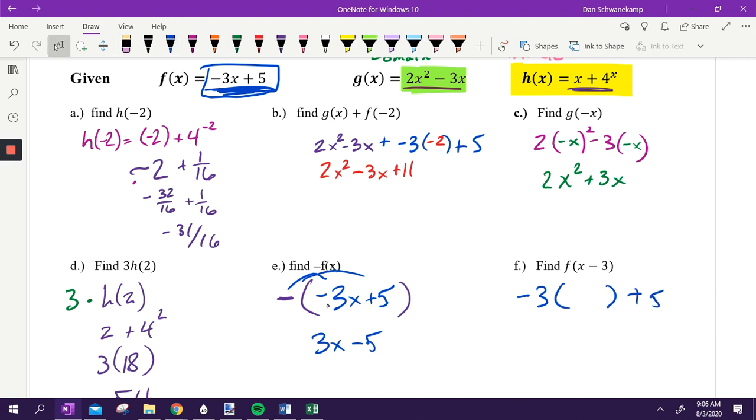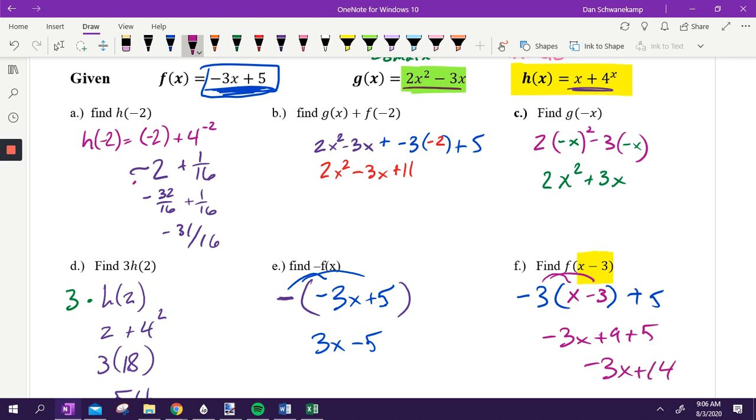Instead of x this time, I am plugging in more than one thing. I'm not just plugging in an x, I'm plugging in x minus 3. So where the x was, inside the parentheses there, I am plugging in x minus 3. To finish that, I'm going to distribute and then combine like terms.